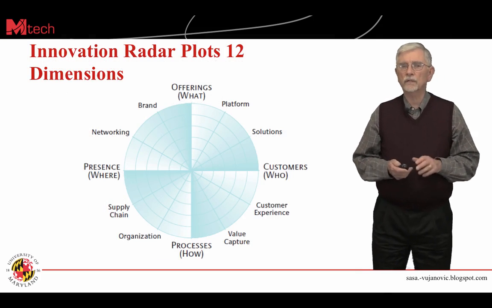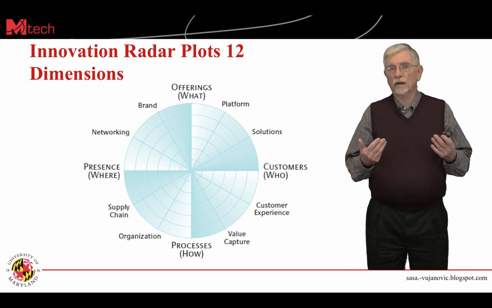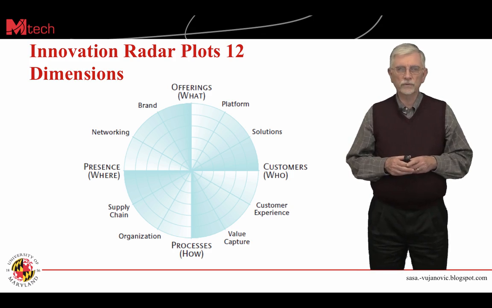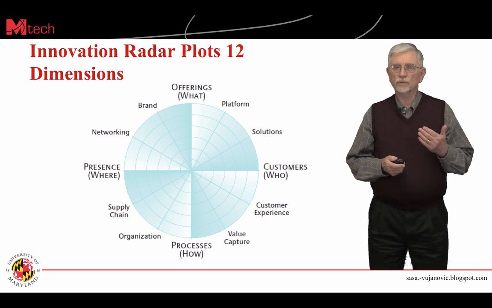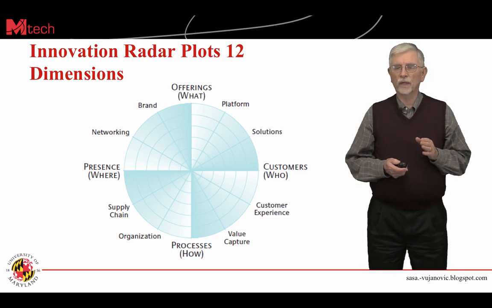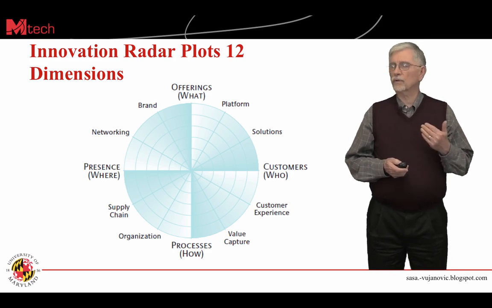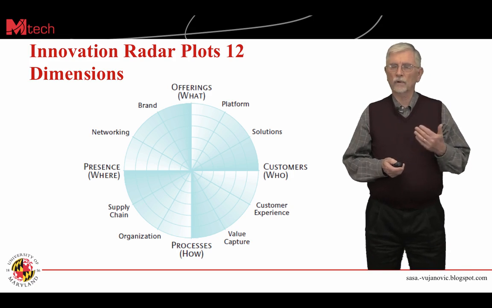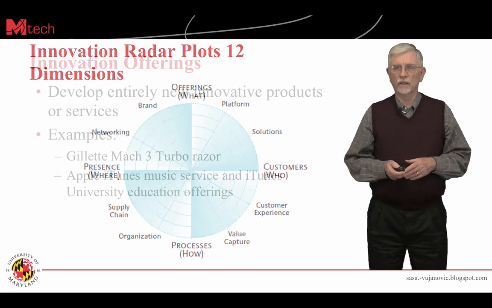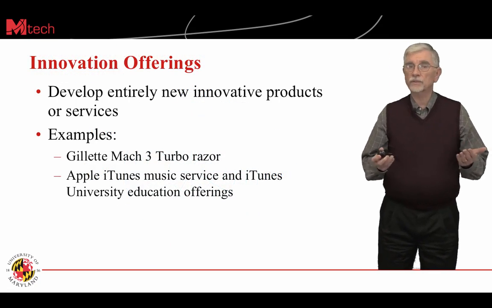What you're seeing here is a radar plot. It's a technique that the authors of this article use to map out the strength of each of these different practices in any given firm. And so we're going to go through each one of these points and then look at how they compared four different firms and what the strengths and the weaknesses were of each of their practices. So let's start with the first practice, innovation offerings.